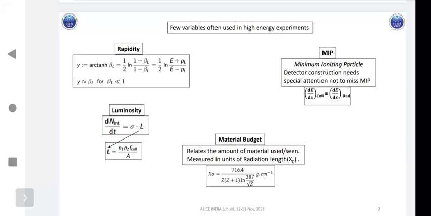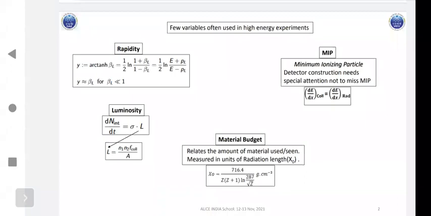So what is luminosity? This is sort of an interrelating quantity between the cross section and the number of interactions per time. If you look at this expression for the capital L, which is the luminosity, it contains the number of particles in a beam coming from, say, the left side, and the other N is the number of particles coming from the other side, say the right side.